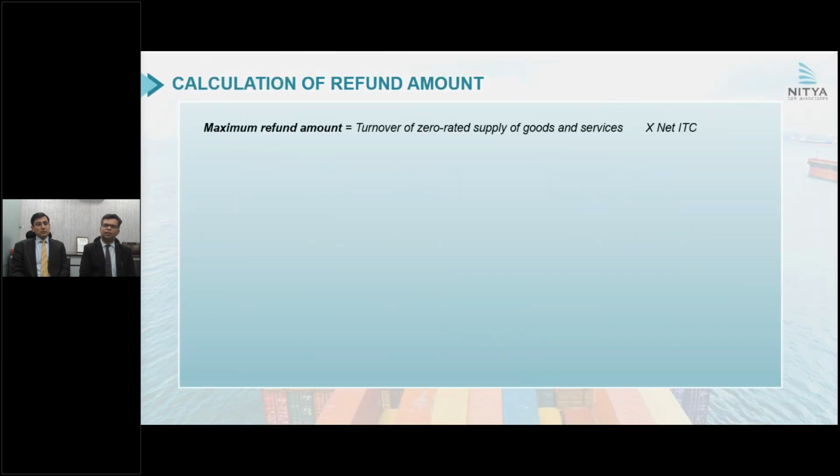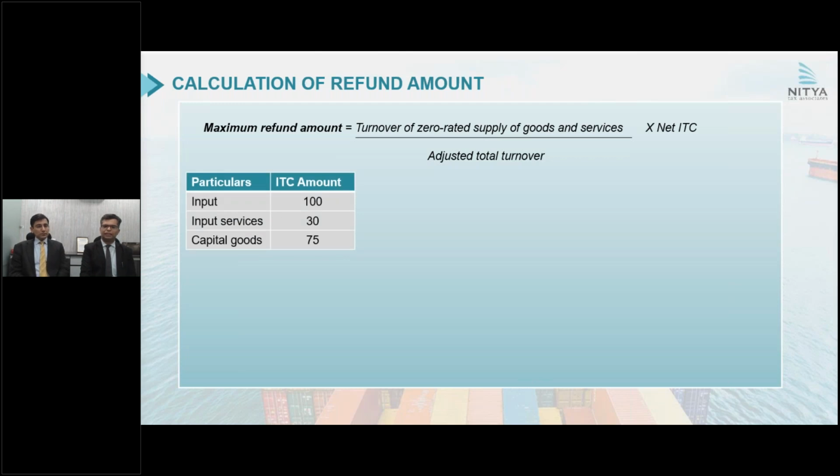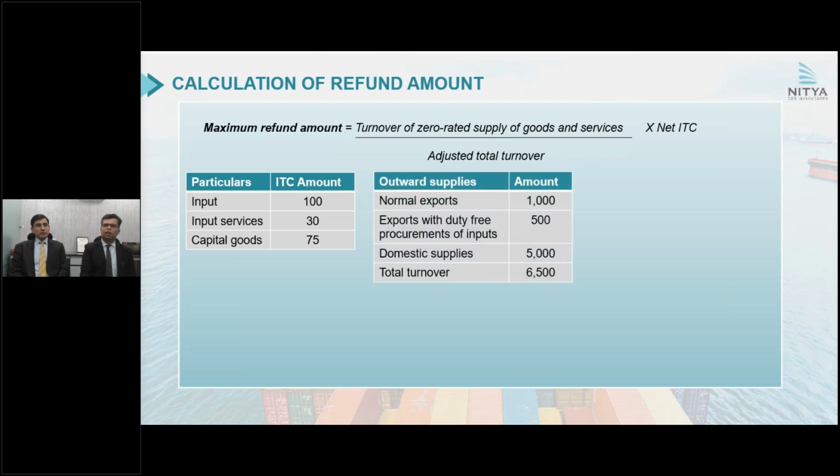As we discussed, refund amount is turnover of zero rated supplies divided by adjusted turnover. This zero rated supplies would be wherein one has not availed any concessional benefit. Like in this example, the credit amounts of input, input service and capital goods are 100, 30 and 75. Outward supplies, normal exports are 1000. Duty-free concessional procurement exports are 500 and domestic are 5000. So total turnover is 6500. For export turnover, only 1000 would be considered. 500 would not be considered.